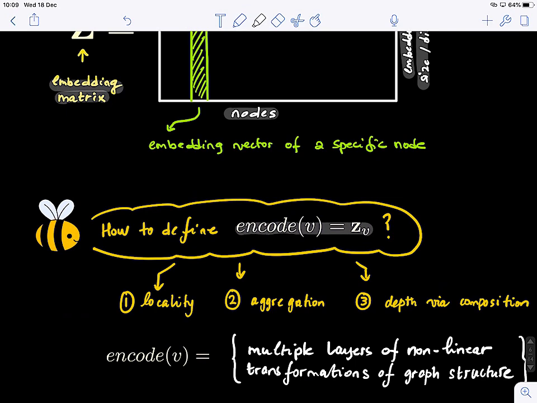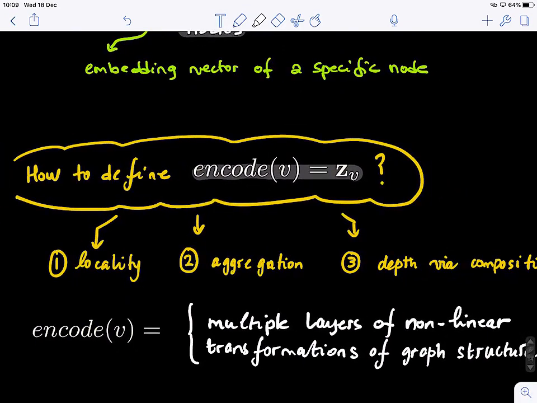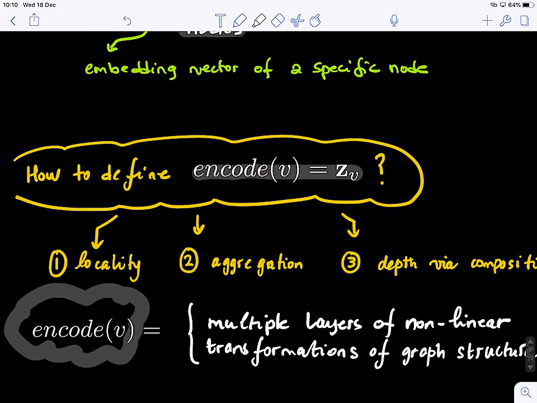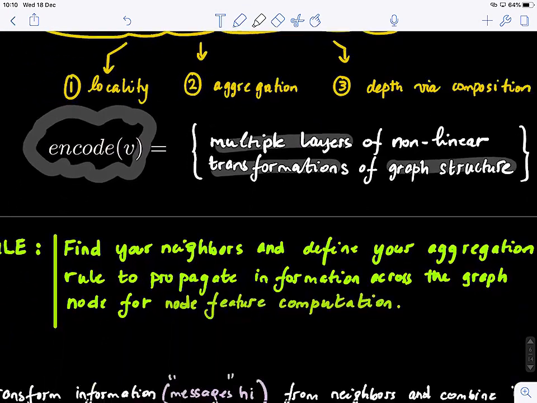When we define the encoding function, we need to preserve locality, think about how we're going to aggregate, and how we're going to make the learning of these embeddings deep via composition, the composition rule. So the idea is that for the encoding function, we can define it as multiple layers of nonlinear transformations of the graph structure. This is very similar to how encoders work on images. But let's look at how we define this on graphs.